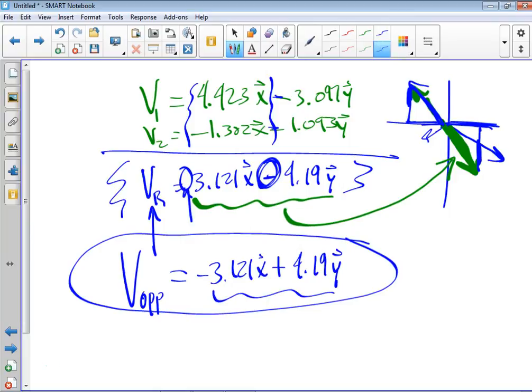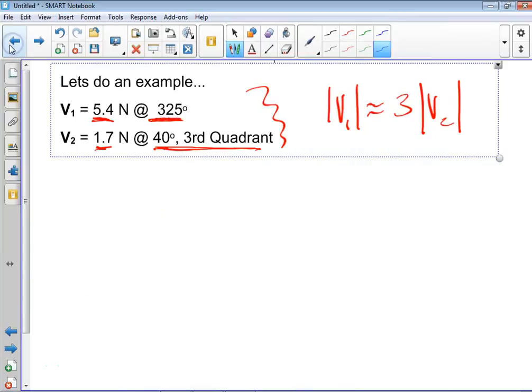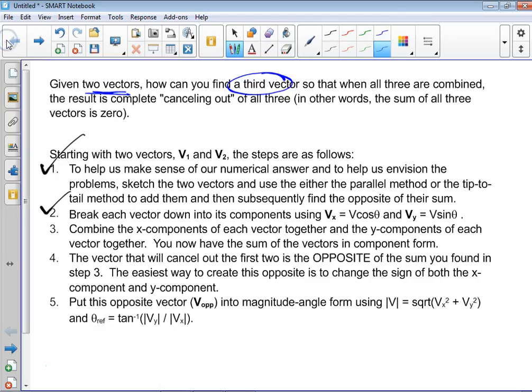And for our activity/lab, we don't want it in component form. We're going to want it in angle magnitude form. So we added them up, and now we've also found the opposite. Check. We've done both of those. We combine the x's with the x's and the y's with the y's, got a resultant, got an answer, a sum of the two vectors, you might say. And then we switch the signs to get the opposite.